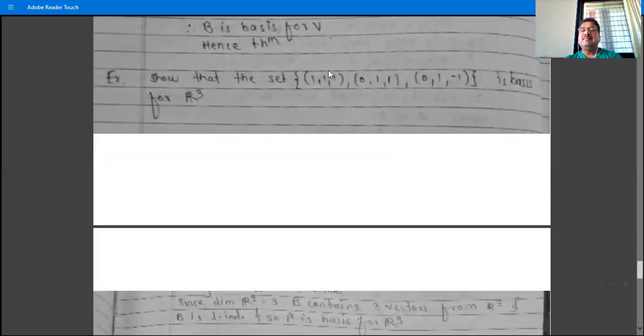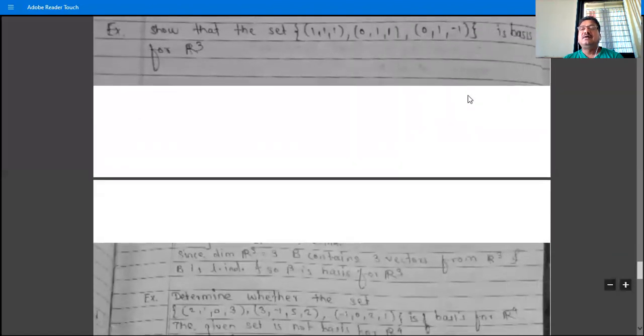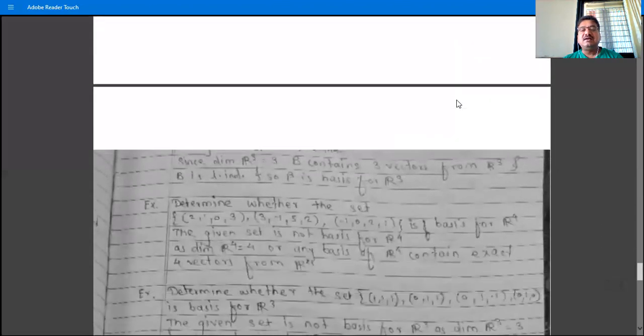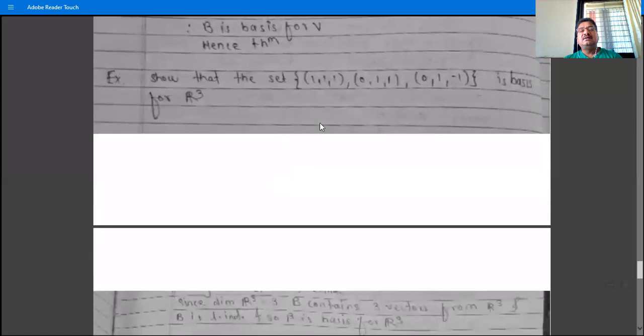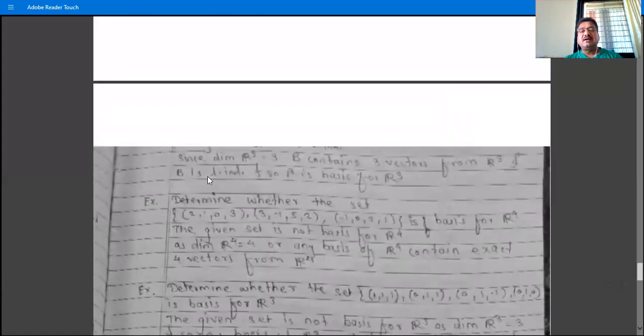Denote these elements as v1, v2, v3, and then write: let k1, k2, k3 be scalars such that k1v1 + k2v2 + k3v3 = 0. Write the values of v1, v2, v3, then apply the definition of scalar multiplication and vector addition, and we get k1, k2, k3 all equal to 0. Therefore the set is linearly independent. Then write the sentence: since the dimension of R3 is 3, B contains 3 vectors from R3 and B is linearly independent, so B is a basis for R3.